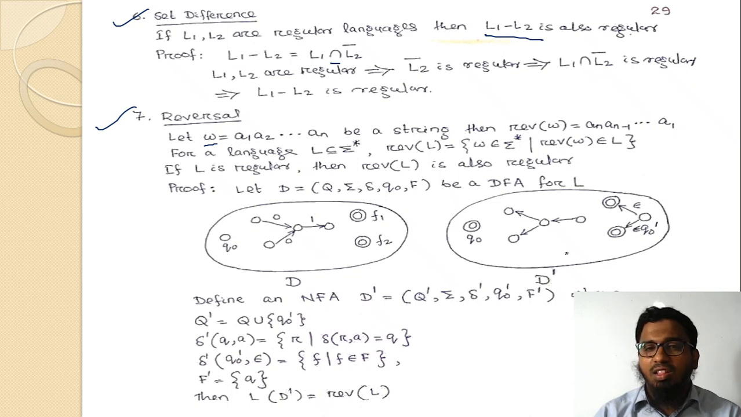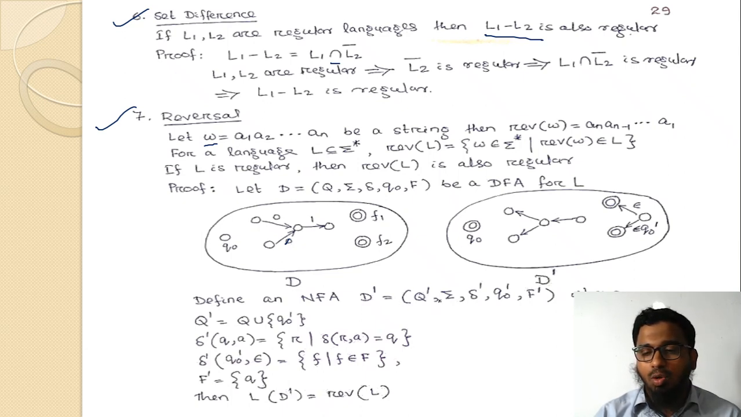If we take the reverse, Q0, which was going from here to here, is now reversed. Everything is reversed. Here we use epsilon to connect the final states. So here q0 dash on epsilon goes to final state 2, and q0 dash on epsilon goes to f1. So what is the definition of the NFA?